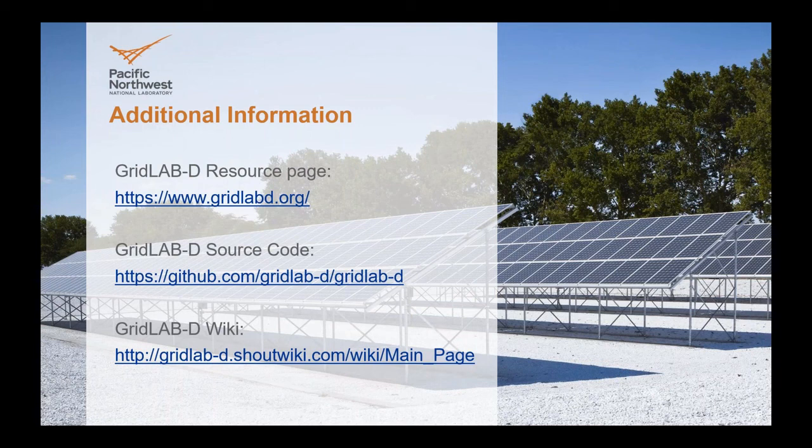The first link is just our generic resource page. It gives you a little bit more information and gives you links to some demonstrations. The actual source code is up on GitHub if you're interested in downloading it and looking at it or contributing to it. And then there is the wiki up on ShoutWiki. I will caveat that the wiki isn't always the most up-to-date, so some of the pages might not reflect the most recent capabilities inside GridLAB-D. And with that, I think we move on to questions now.